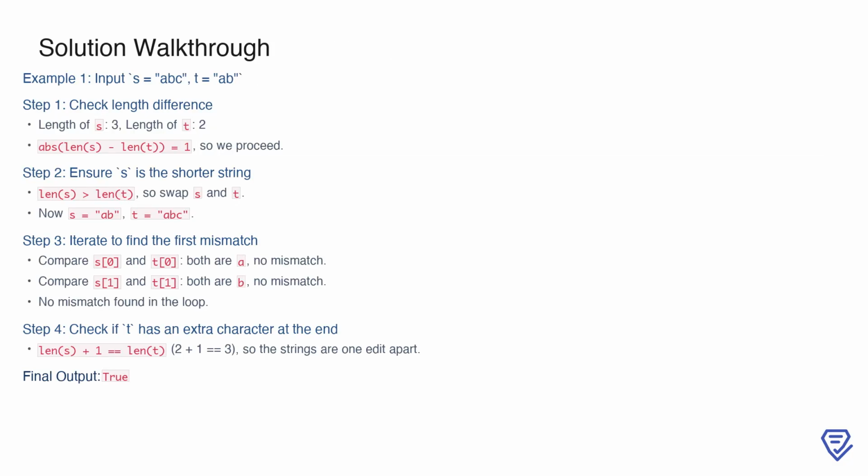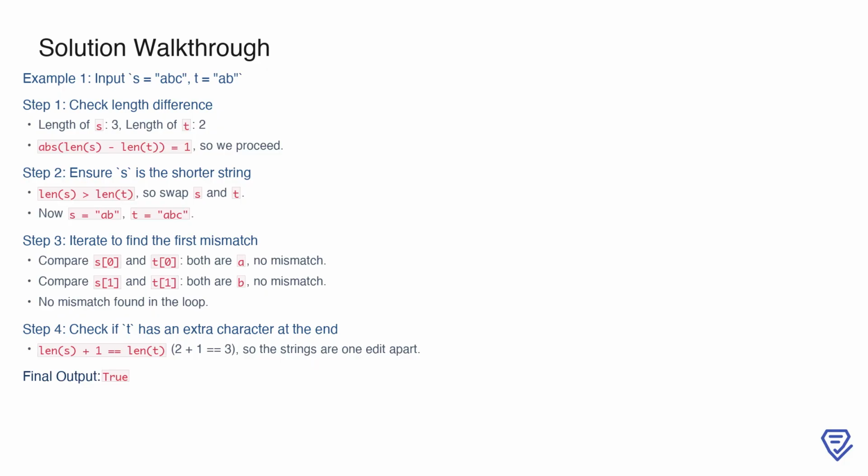To solve the problem, we start with the first example where the input strings are s equals abc and t equals ab. First, we calculate the length difference. The length of s is 3, and the length of t is 2, so the absolute difference is 1. Since the difference is within the allowable range of 1, we can proceed to the next step. Here, we ensure that s is the shorter string. Since s is longer than t, we swap the two strings. Now, s becomes ab and t becomes abc.